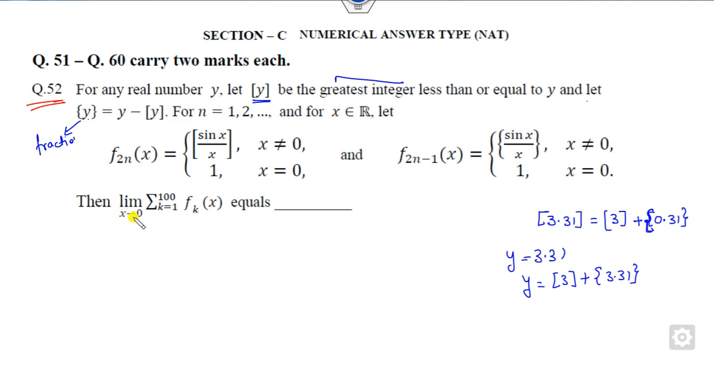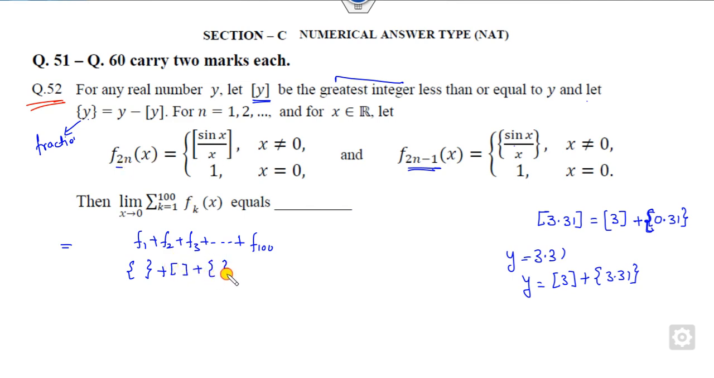Then you have to write this as x approaches. If you open this, what will happen? This is f1, f2, f3 and up to f100. That's a very simple question. Now what will happen if you substitute f1, that is odd, that is the greatest integer, a fractional part. f2, that is here when n is 1.